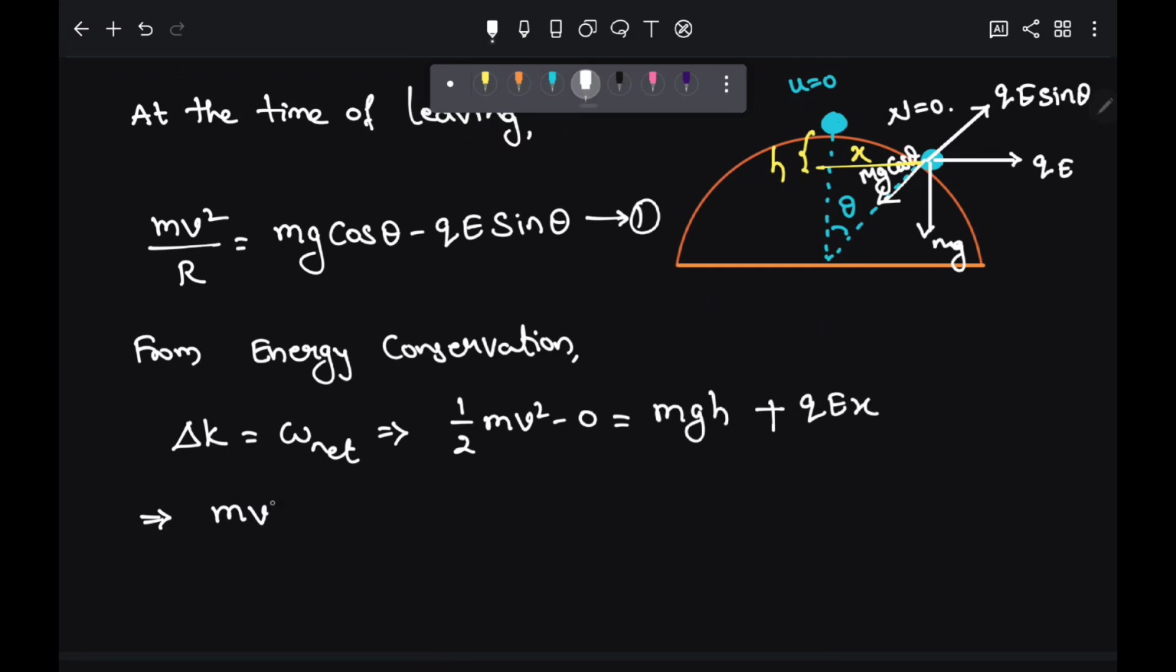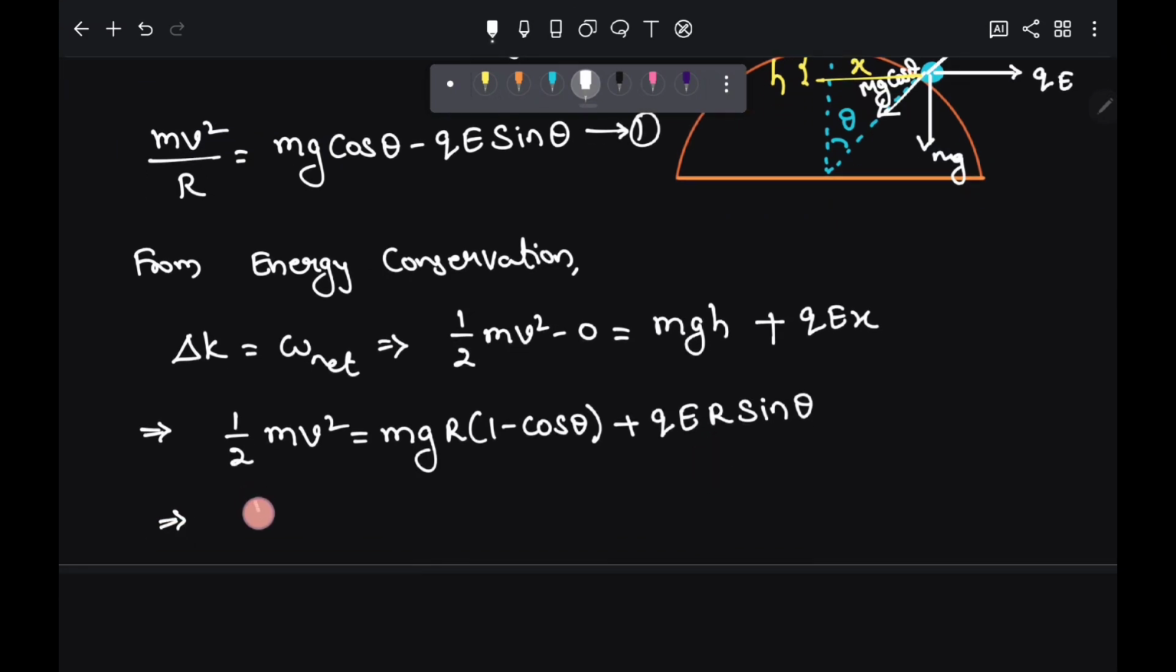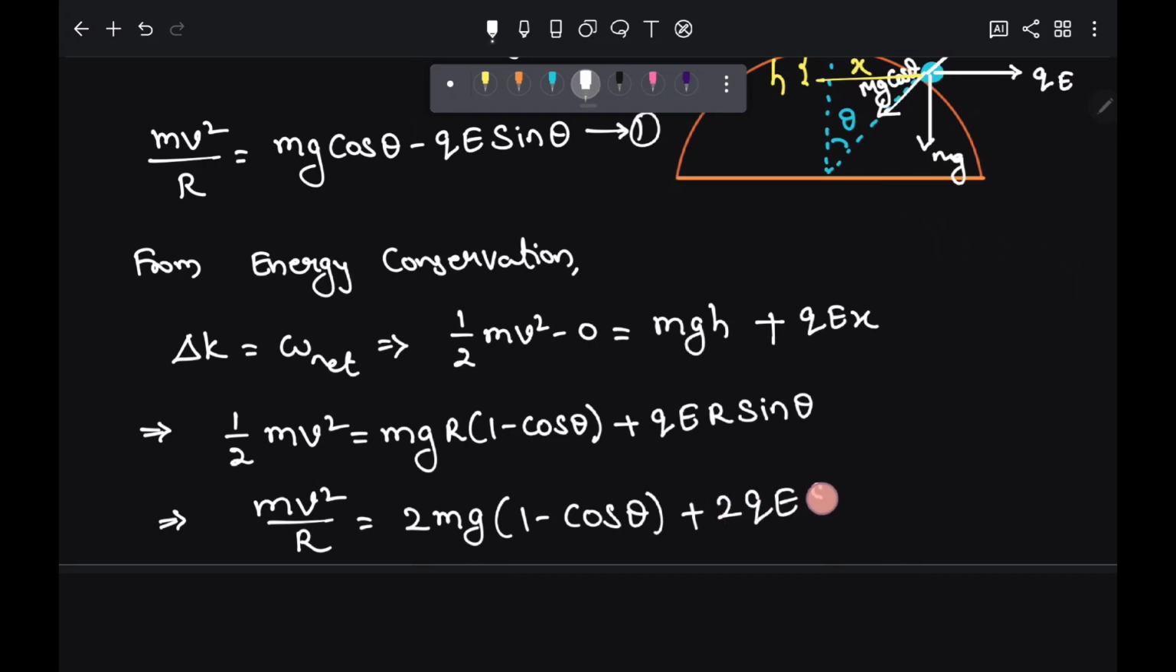Now, from the diagram, h is r into 1 minus cos theta, and x is r into sin theta. So half mv square equals mg r into 1 minus cos theta plus qE r sin theta. Bringing r to the right side, mv square by r equals 2mg multiplied by 1 minus cos theta plus 2qE sin theta. This is equation number 2.